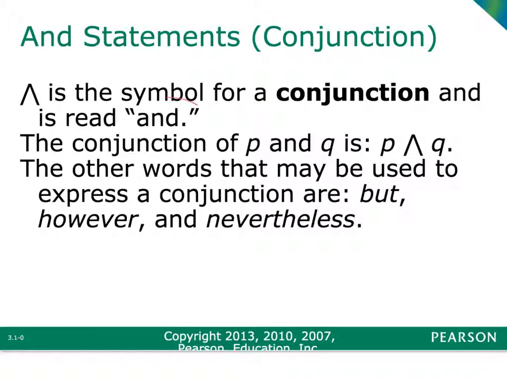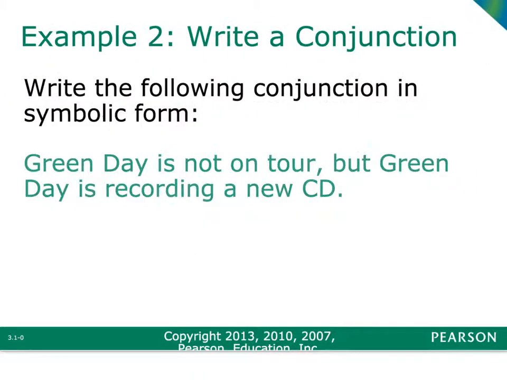If you're going to use the word and for a conjunction, then you use the caret, which looks like an upside down V. The way you would read that is P and Q. The word and can also be said as but, however, and nevertheless.